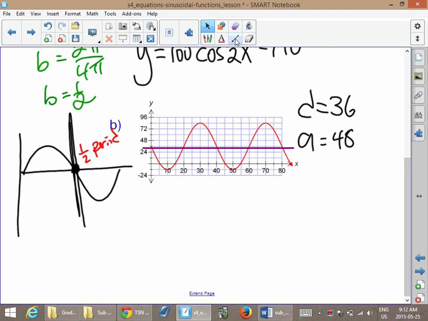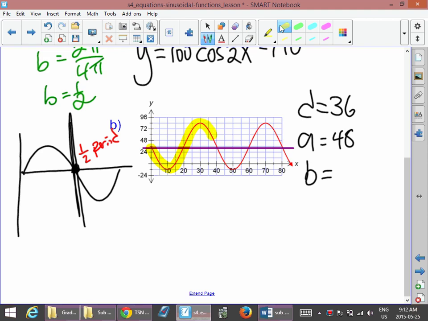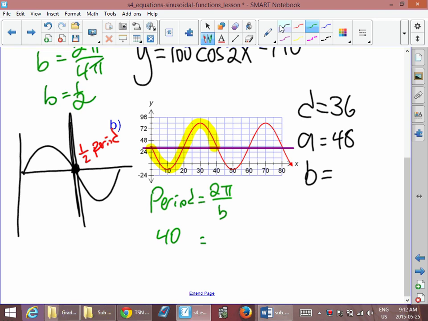Okay? So what is the period? Well, if I look at this, the period is going to go, well, we start here, go down, come all the way back up, and then we come down and stop right there at 40. We stop at 40. So using that formula that we have, we know that the period is equal to 2 pi over b. We know the period's 40. Nothing in terms of pi, but 40.